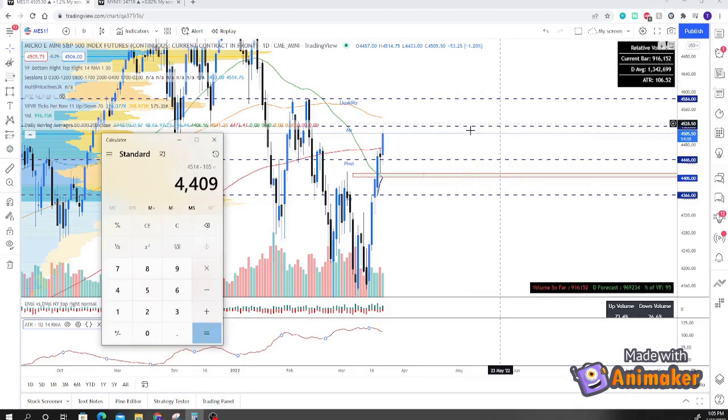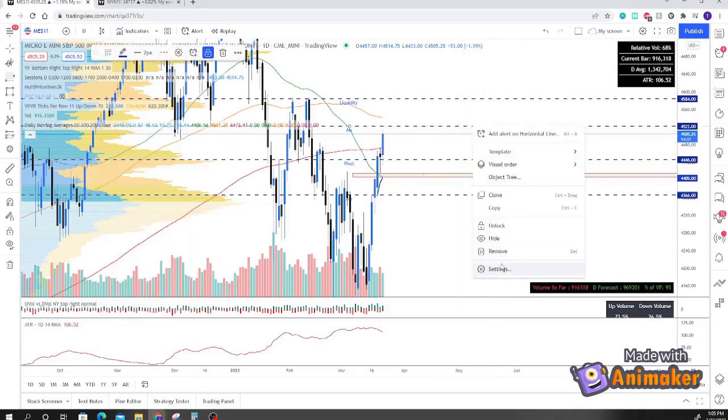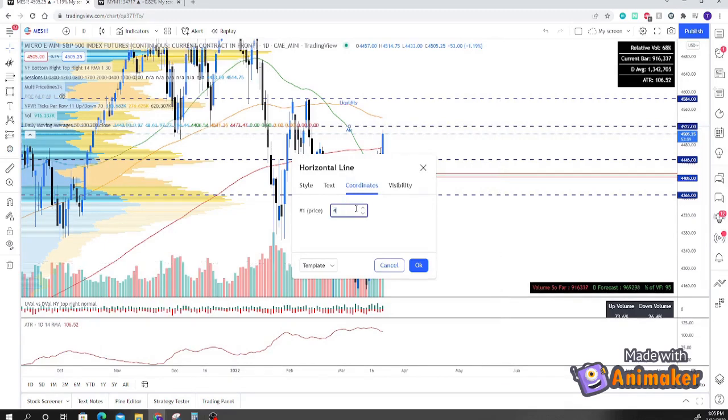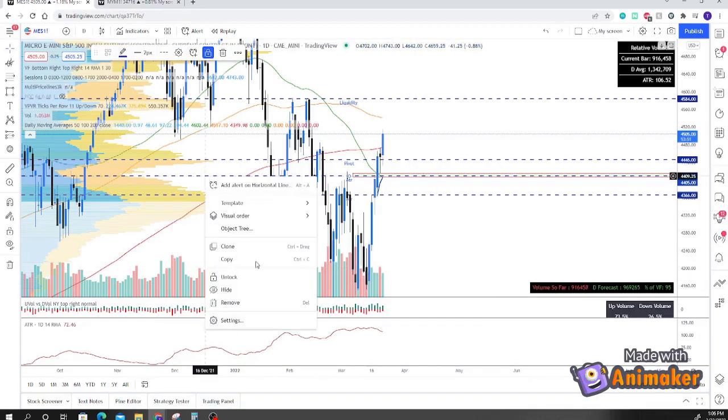So I'm going to go ahead and mark it on my chart. 44.09. Go to settings. 44.09. I'm going to go ahead and lock this so it doesn't get jacked up. Well, it's already locked, so we're good.